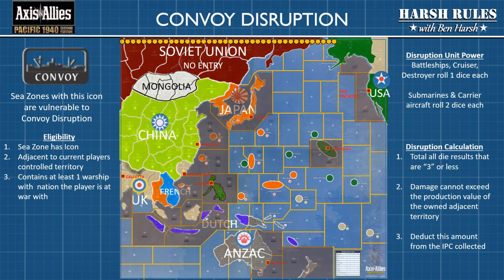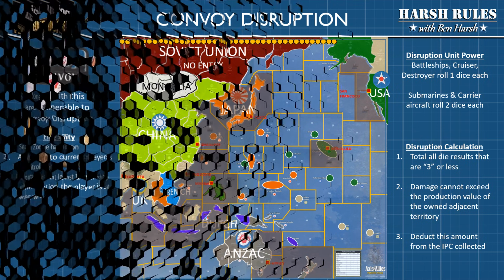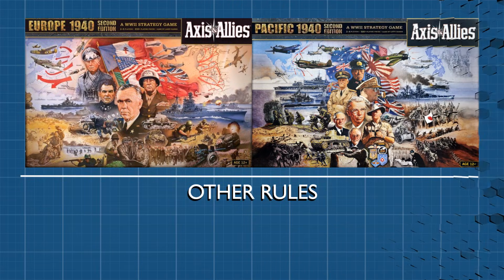Convoy disruption is also in effect on the Pacific side of the board. The rules are the same, I've just shown them separately so it's easier to see the zones that are affected. Now let's discuss other rules that will come up during gameplay.